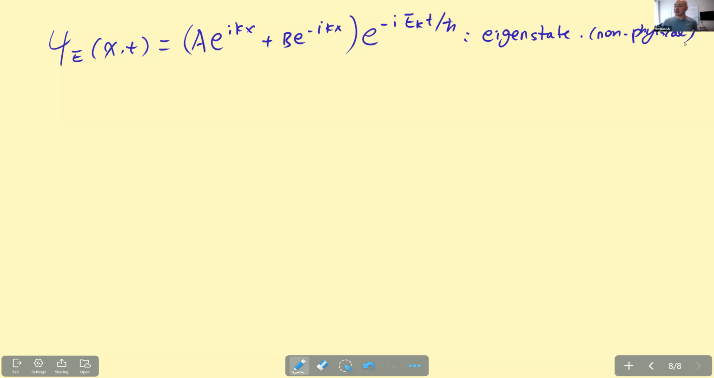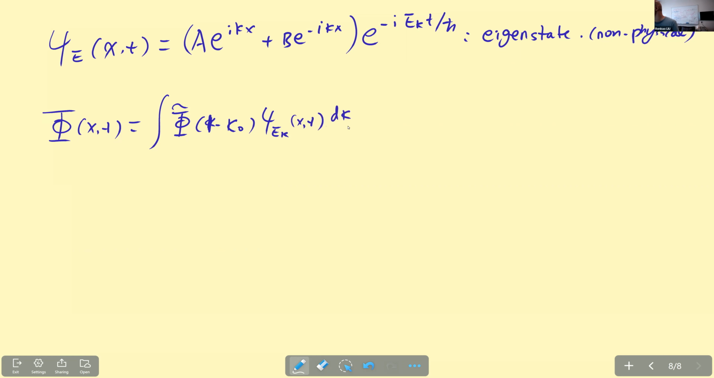Okay, let's consider a wave packet Psi(x,t). Assume we have a superposition of different k, with a weight centered at k0. So we have a wave packet like this one, where psi E is a function of k, x, t, and we do this integration. So this is a wave packet. It's physical because it can be normalized.